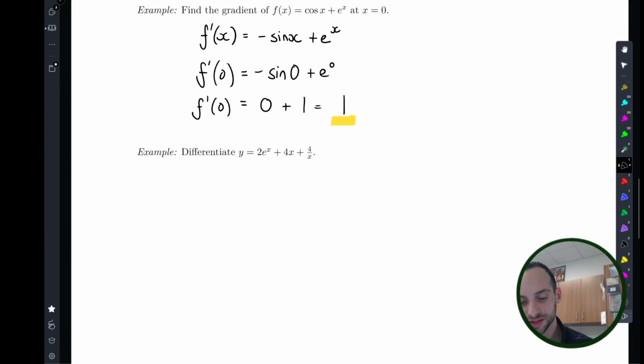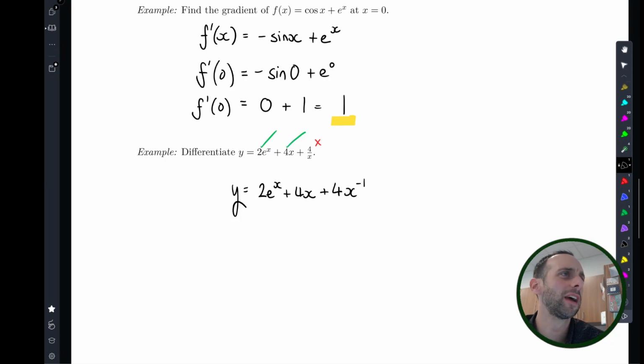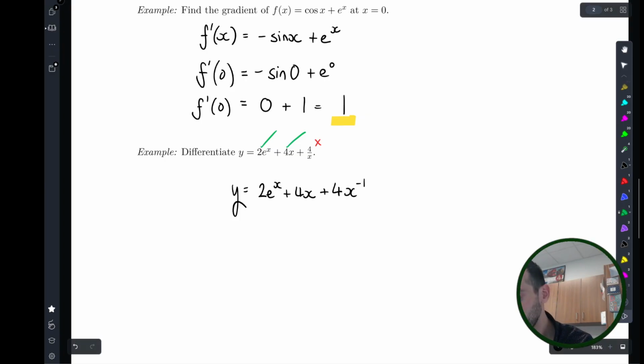For us to differentiate this function right here, we have 3 pieces to this function in this sum. The first 2 we know how to do nice and simple, but this second piece, this 4 over x, that derivative is not as easy to do in the current form. So we will take a little prep step to prepare this for the derivative by rewriting this last term as x to the negative 1. Okay? Once it's in this form, we can differentiate all 3 pieces nice and easily.